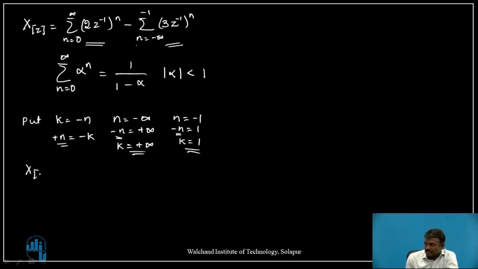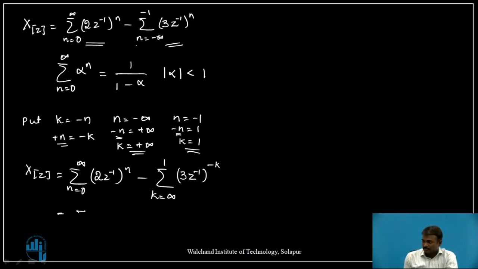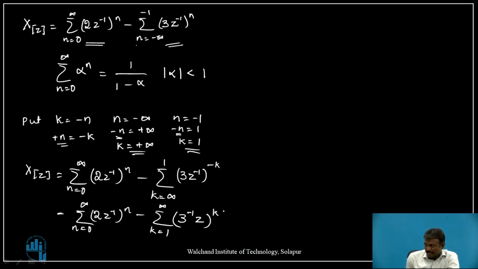Therefore, X of z can be written as summation n equal to 0 to infinity (2z inverse) to the power n minus summation k equal to infinity to 1 (3z inverse) to the power minus k here. Okay, so further this is written as summation n equal to 0 to infinity (2z inverse) to the power n minus summation. The lower limits are written below the summation and upper limits are written above the summation, therefore k is equal to 1 to infinity, and this is written as (3 inverse z) to the power k here. But still the limits of the second summation are not identical with the infinite summation identity here.